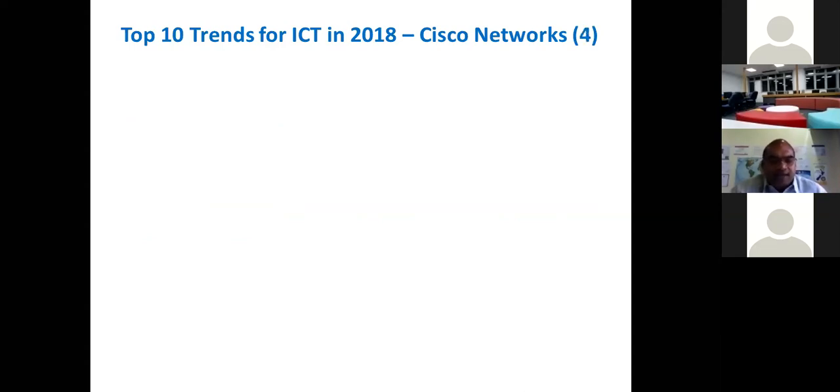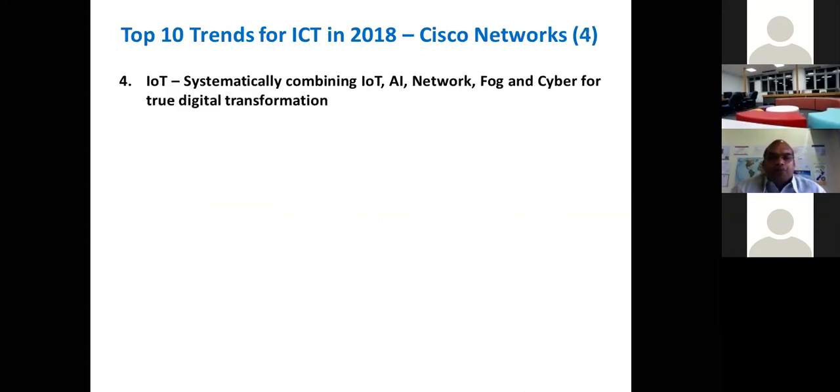Okay, one more slide, and then I start looking at other things. The rest of the slides are on Moodle, and you can look at them and read them in your spare time later on. So again, this is part of your course content, so we are going to look at it in detail. Internet of Things, artificial intelligence, network virtualization, fog computing, and cyber computing for true digital transformation.